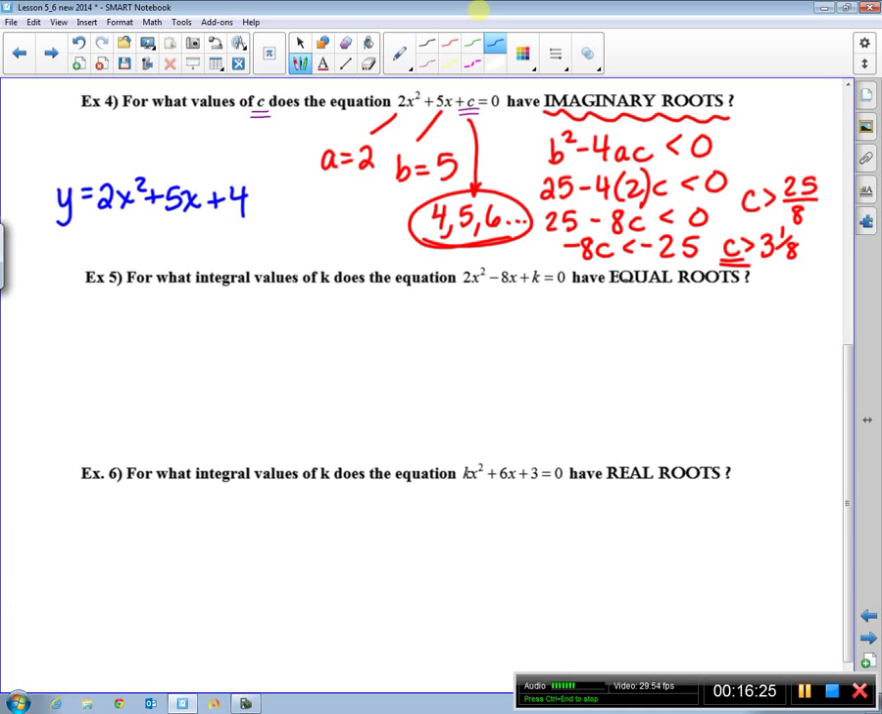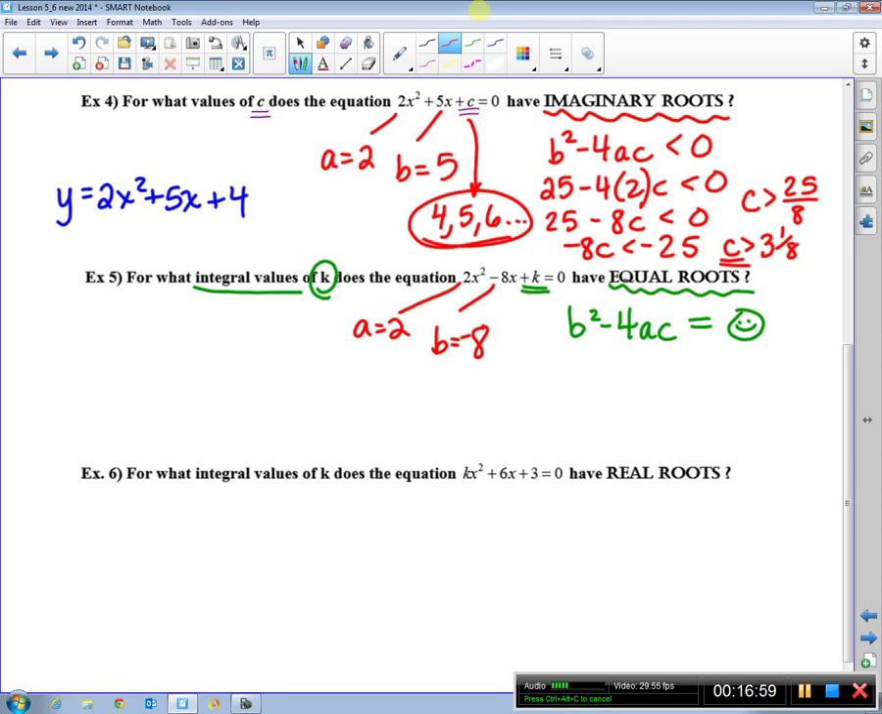All right, next question. For what integral, that's how they're usually written, values of k does this equation have equal roots? What do equal roots tell you about the discriminant? Well, if the roots are equal, the discriminant equals 0. That's something you should remember. So let's substitute in. A is 2, b is -8, and our c value is actually k.